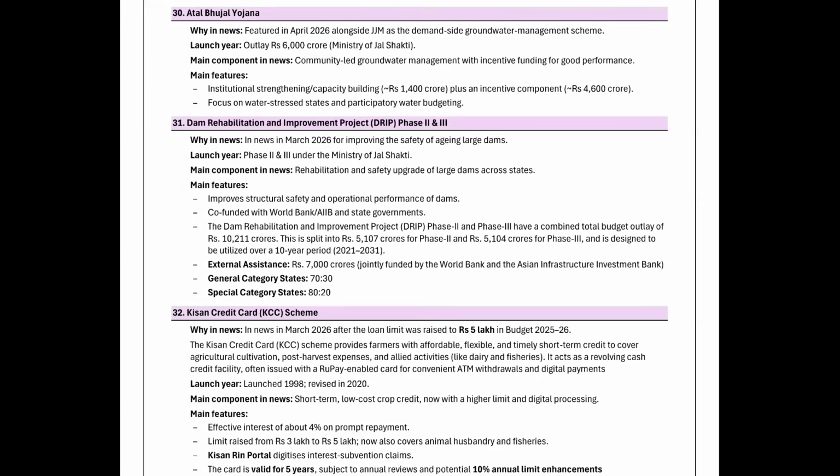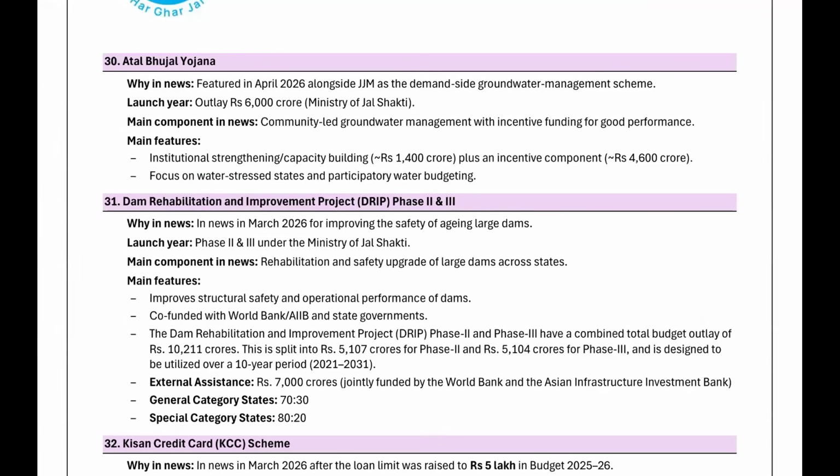Another scheme which is in the news is Atal Bhujal Yojana. Which ministry is talking about it? Ministry of Jal Shakti. This also comes under the Ministry of Jal Shakti, right? Please try to understand. You just have to remember the launch year. Outlay of rupees 6,000 crore.